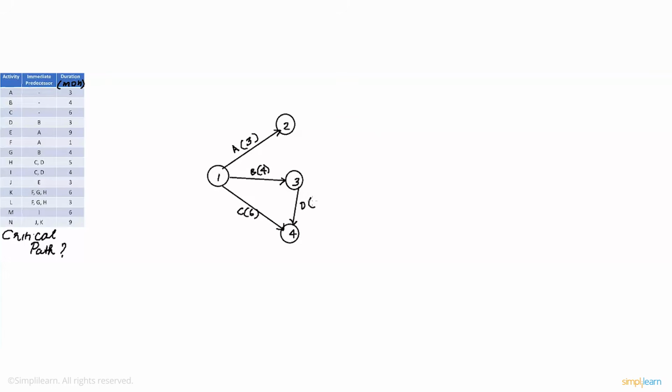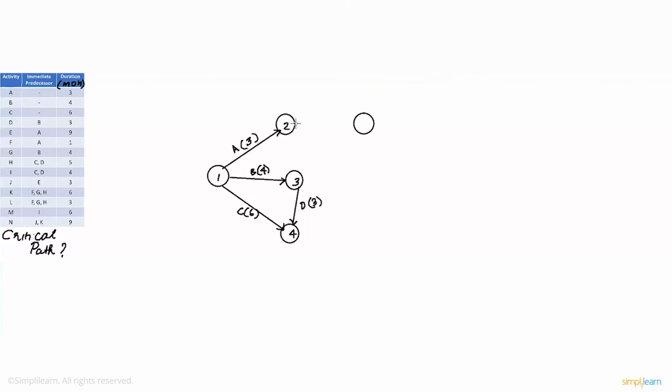which is 3 months. Now let's have a look at activity E, which is preceded by activity A. The immediate predecessor for activity E is A, so we can directly draw that, and as you can see here, there's no combination of different activities, so we can draw E directly. So let's draw the node.